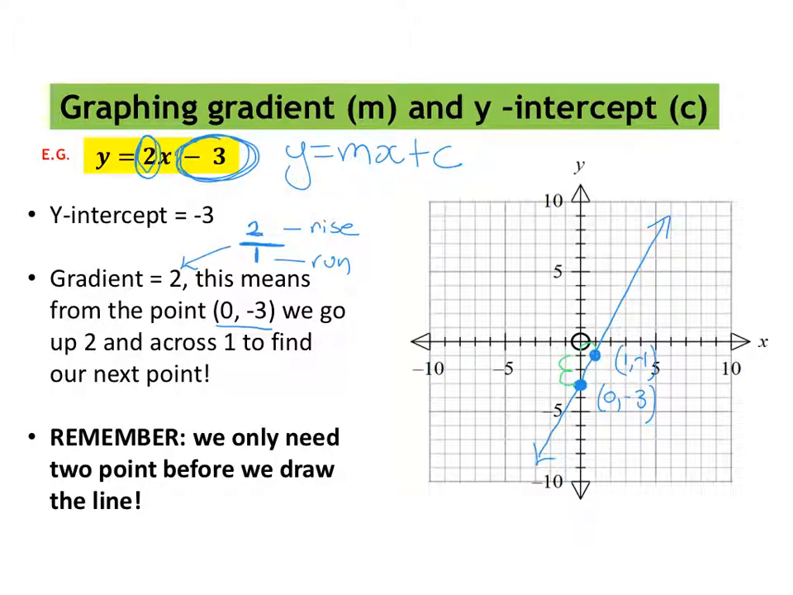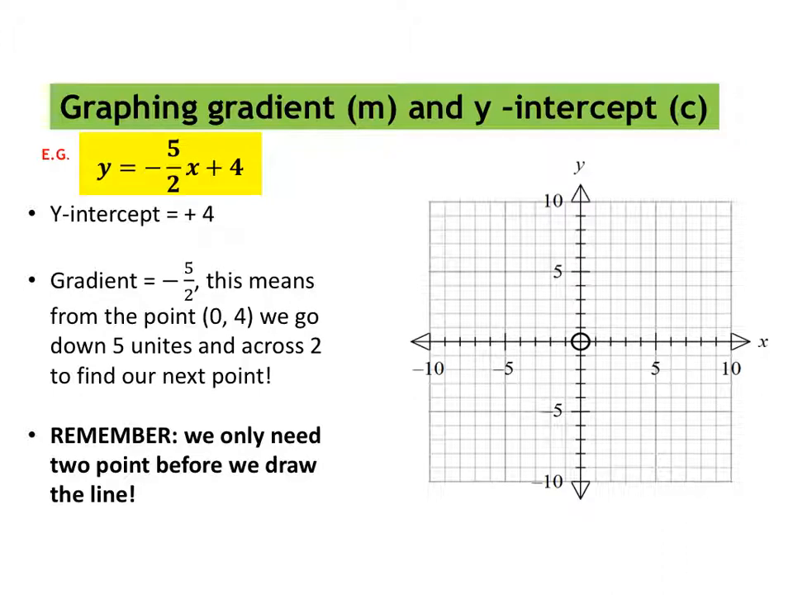So let's have a look at another example just to make sure we're okay with this. Okay, so in this one our y-intercept is +4. Our gradient is -5 divided by 2. So I've taken or put my y-intercept as a coordinate point, remembering that for my y-intercept the x value is always 0. So we're going to start at 0, 4 this time. And again I'm going to label this 0, 4.